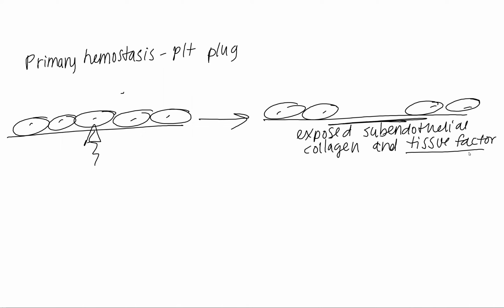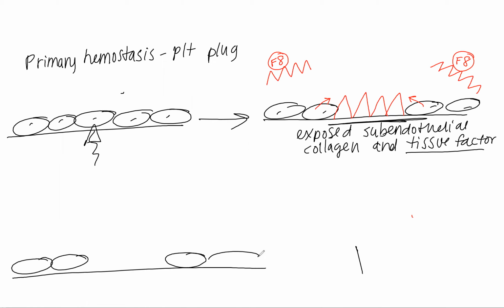So the very first thing that happens when we have this break is that von Willebrand factor will come in. And it is released from the endothelial cells, but it's also floating around in the plasma attached to factor 8, which it kind of protects. And we'll come back to that later as well. So now we have our von Willebrand factor that is on the basement membrane.